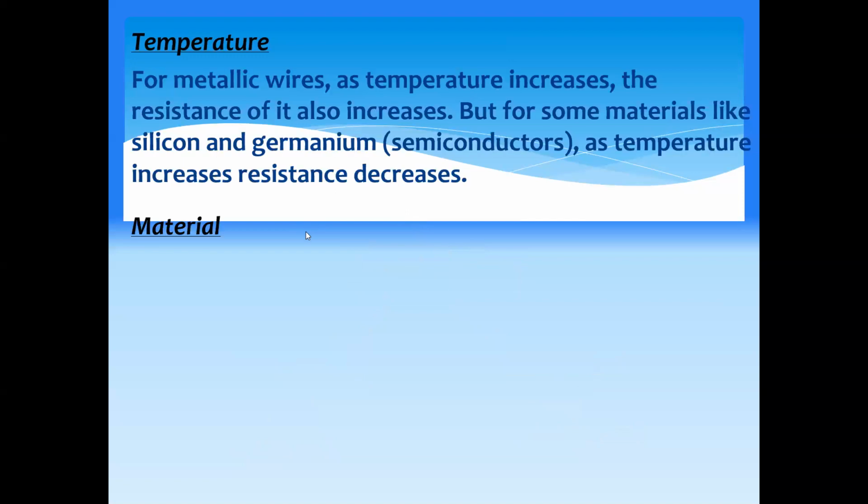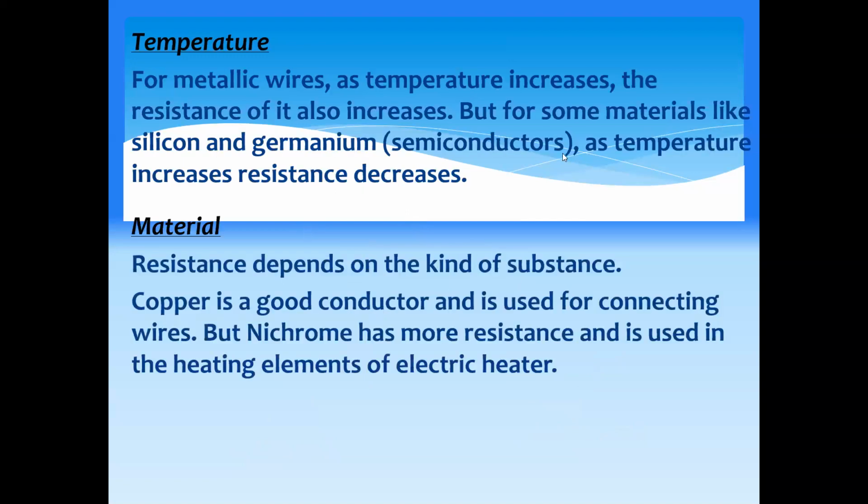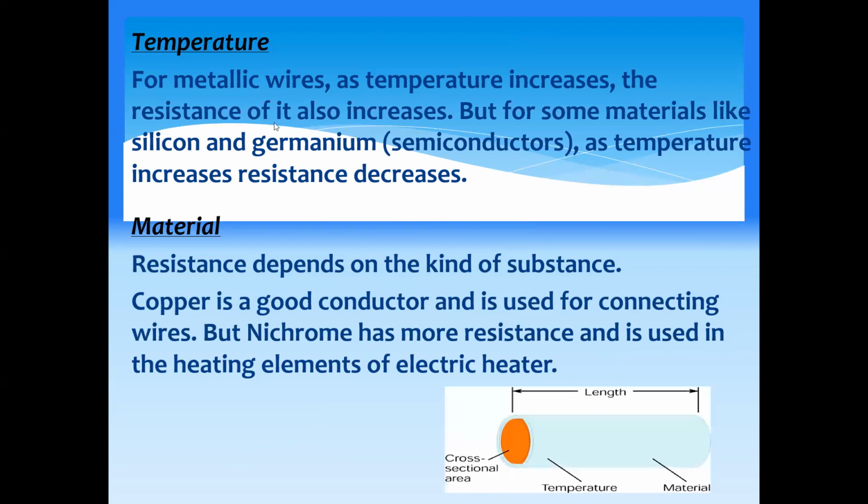It also depends on the type of material. For example, resistance depends on the kind of substance. Copper is a good conductor and it is used in connection wire. But nichrome, which is an alloy of nickel and chromium, has more resistance and is used for heating elements. Most of the electrical energy is converted into heat energy when the charges are moving through a nichrome wire.